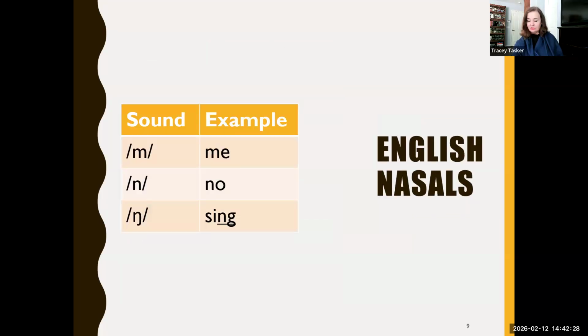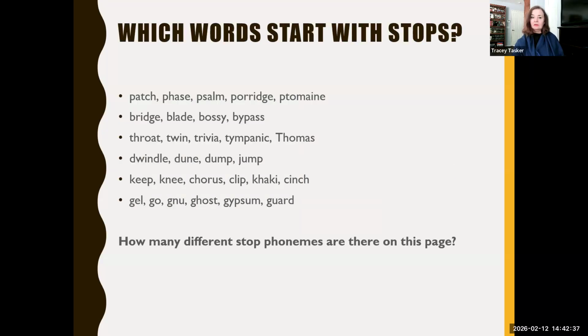As I mentioned, there's only 3 nasals, m, n, and ng in the English language. So you can do this. You can pause the recording or do it later and practice identifying which words in these rows have stops.